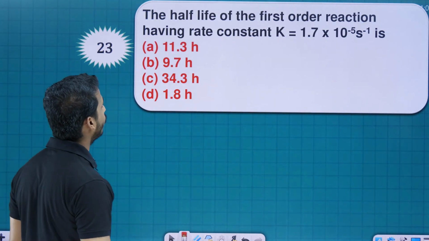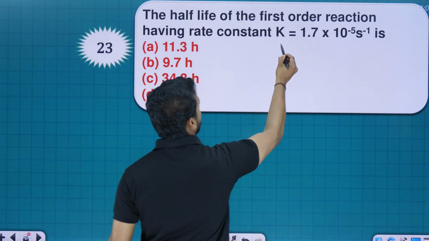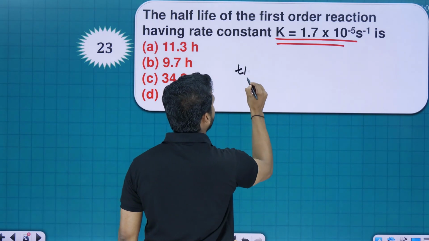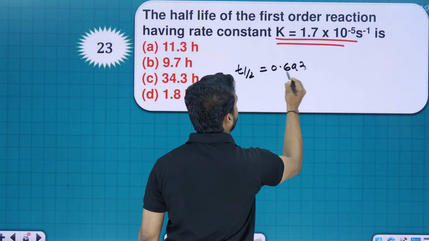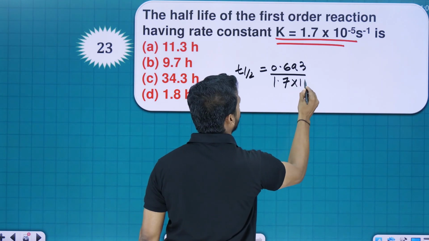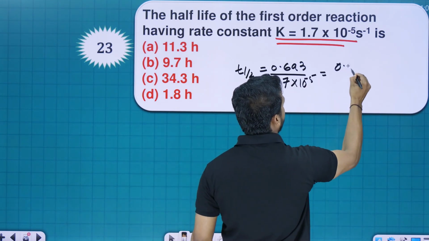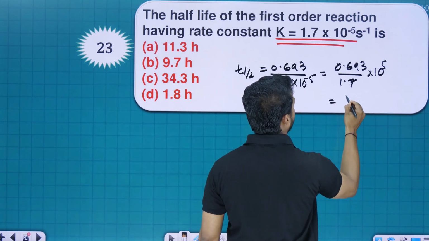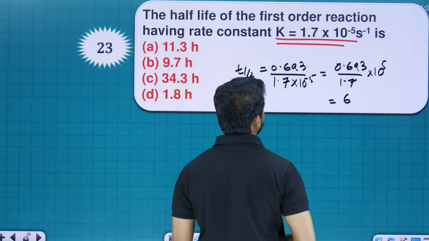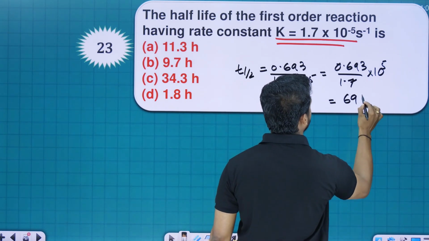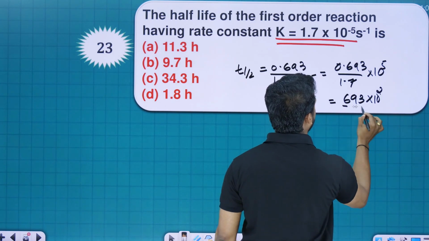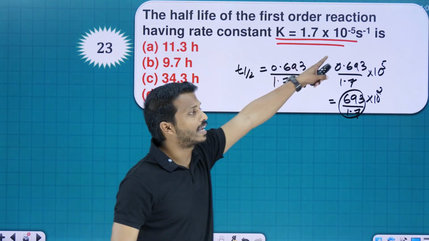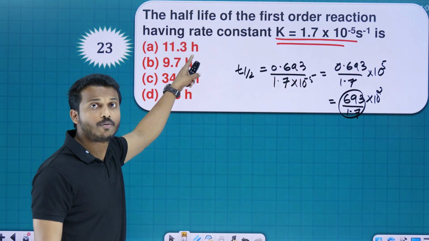Next one, the half-life of a first order reaction having a given rate constant. See, the rate constant is given. What is the equation to calculate half-life? T half is equal to 0.693 by K, that is 1.7 into 10 raised to minus 5. So 0.693 by 1.7 into 10 raised to minus 5. Or you can take it as 693 into 10 squared divided by 1.7. So calculate it, all of you, and you will get it. It is in seconds, right? It is in seconds, but the answer is given in hours.